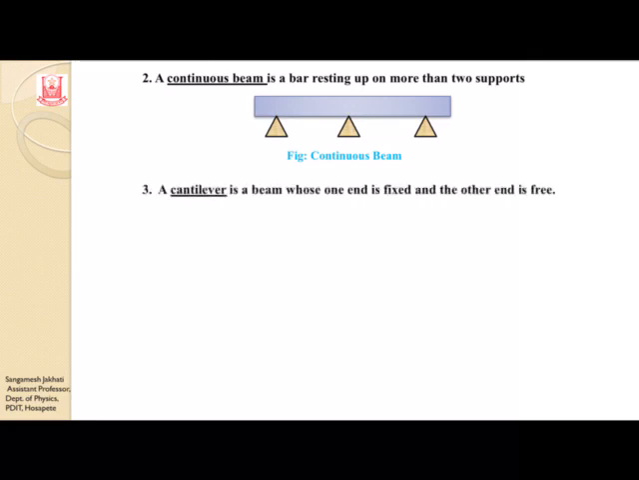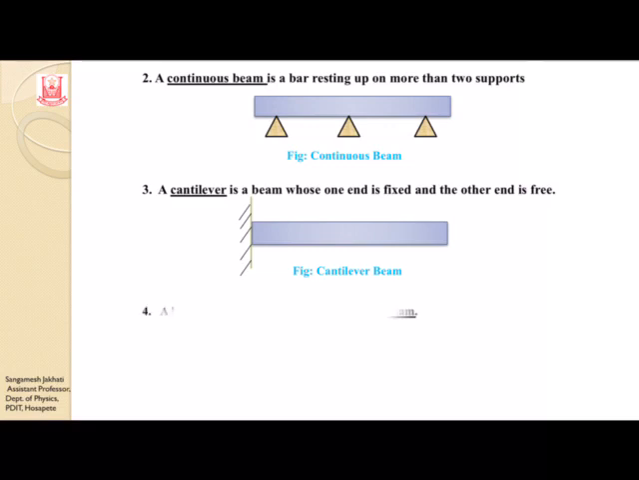So third one is a cantilever beam. A cantilever is a beam whose one end is fixed and the other end is free. So one end of the cantilever is fixed here. You can see there is a crossed line, there is a fixed end, and the other end is a free end. So this is a cantilever beam.